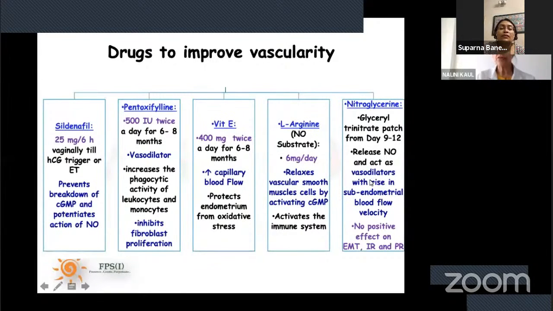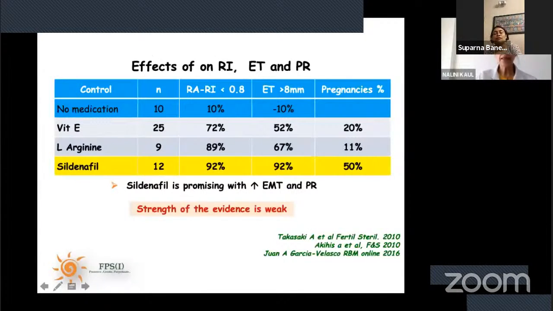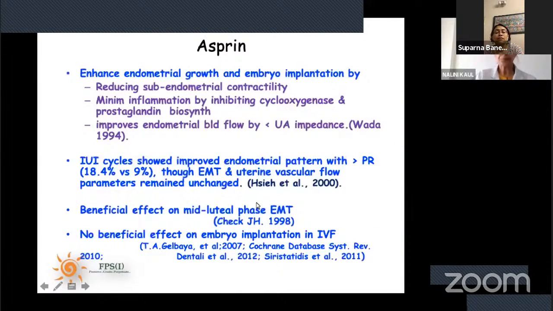If any of you have used nitroglycerin, then you know that even though the vascularity may improve, endometrial thickness does not necessarily improve, and the patient has severe headaches and severe side effects with these patches. When we look at the effect on RI, endometrial thickness and pregnancy rate, we find that in some studies, arginine and sildenafil show an improved rate. However, they may be promising, but the strength of evidence for their use is still very weak, and they are really not recommended.